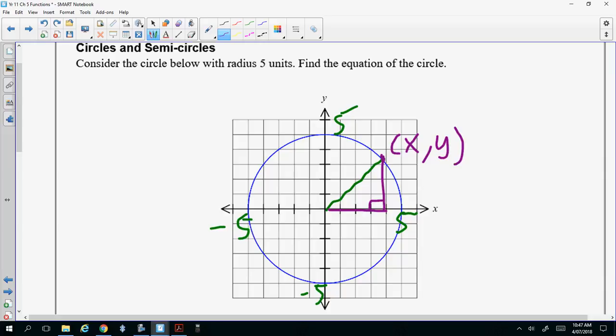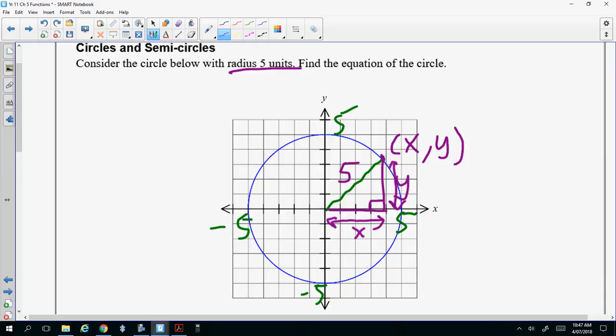What is the height of the right angle triangle in terms of x and y? Just y, right? This is y. Agree? What's this length? X. How about the hypotenuse? Just 5, right? Remember, the radius is 5. That circle has radius 5. So no matter where I draw it, it's going to be 5.